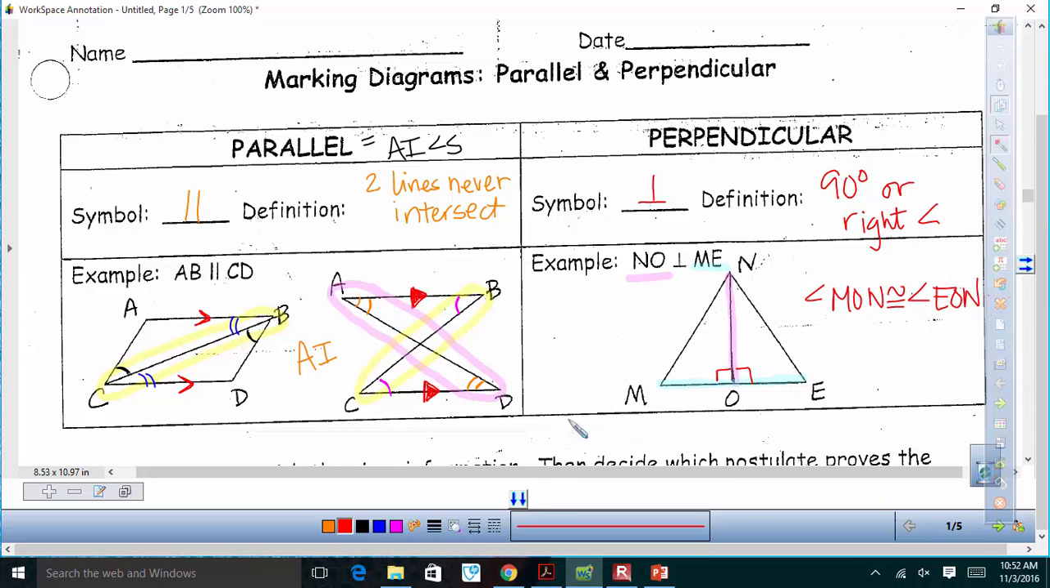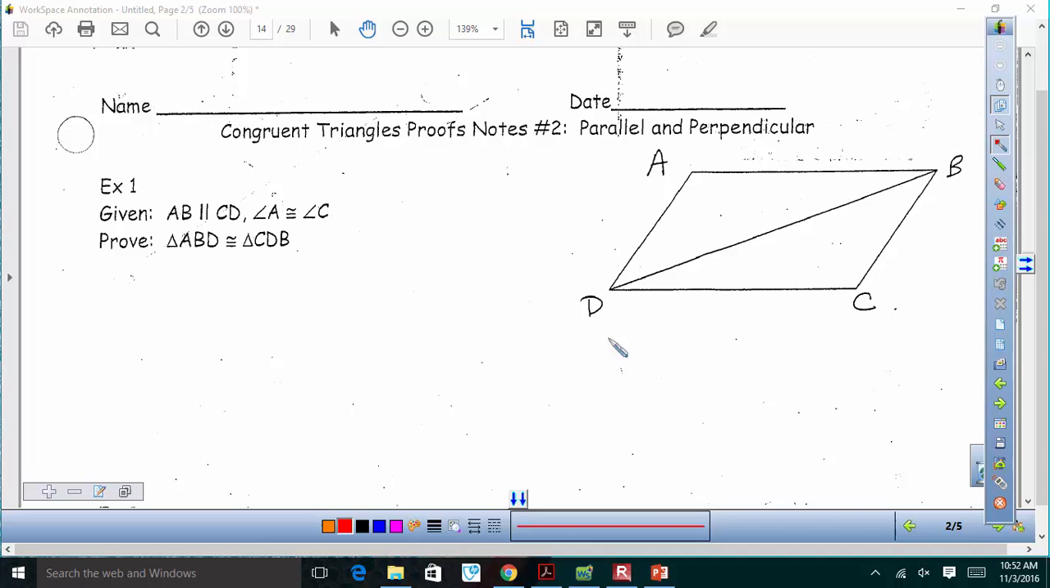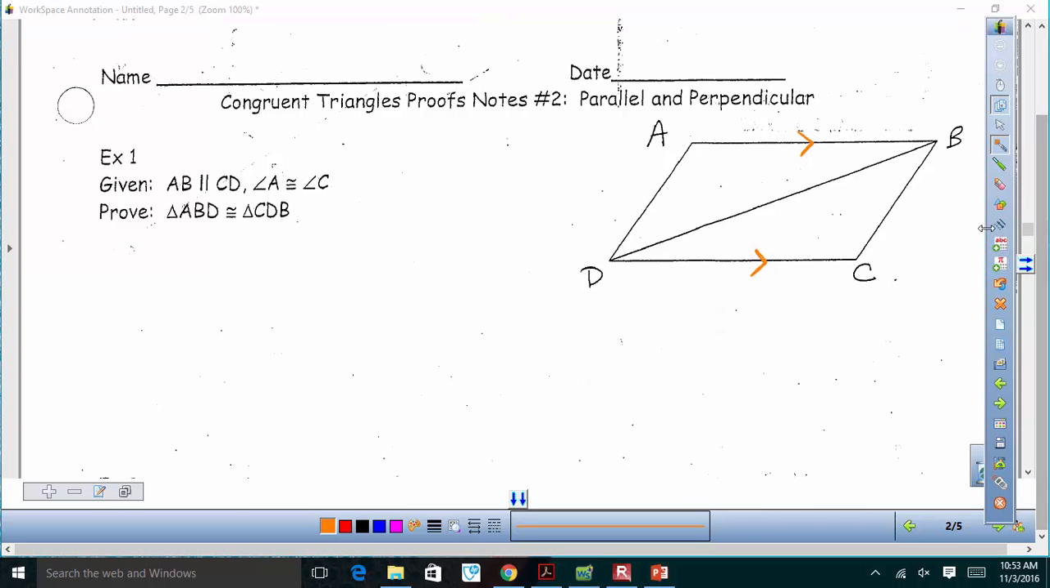Okay, so let's try a proof. So let's look at number 1. So in number 1 it says AB is parallel to CD. So how do I label that those are parallel again? Okay, so AB is parallel to CD. So I'm going to put the arrows. Now remember, that does not mean that they're congruent. Okay, just swap B and D for me on your paper. I'm sorry, it's backwards.